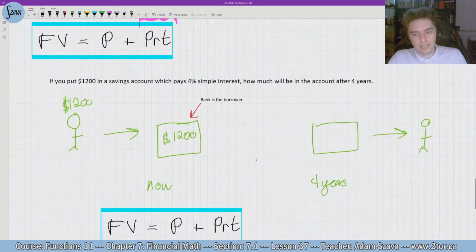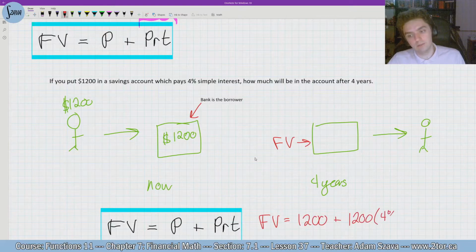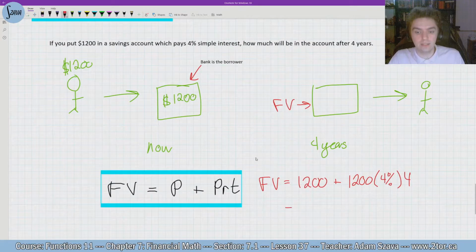So to calculate this amount right there, it's going to be FV, right? But I'll leave it blank just for now because I want to put the value in there. And so FV, the future value, is equal to the principal, $1,200, plus the principal, $1,200, times the annual rate, 4%, right? Times the amount of years that have passed, 4 years. Right?